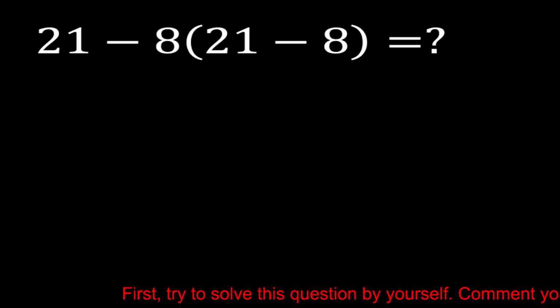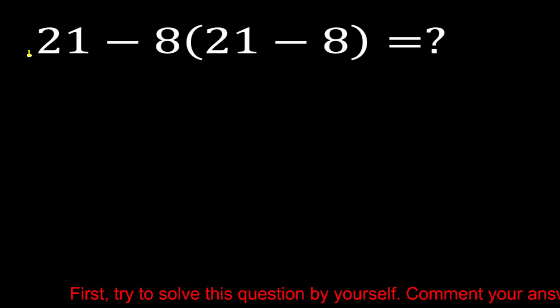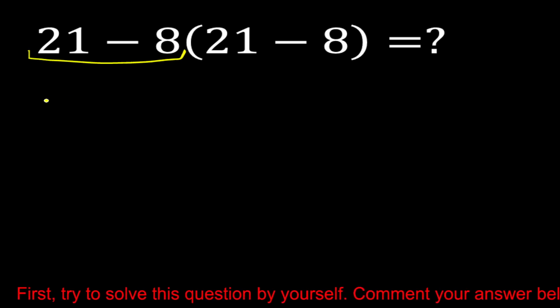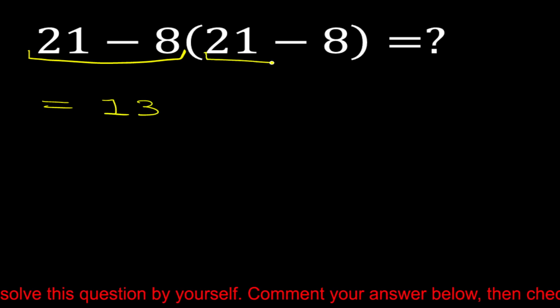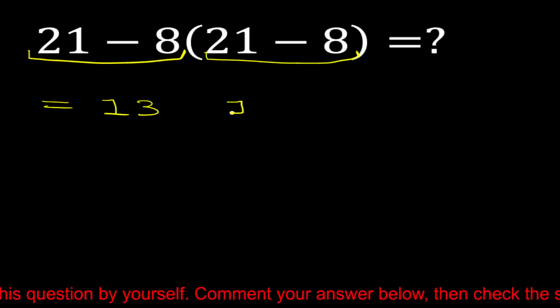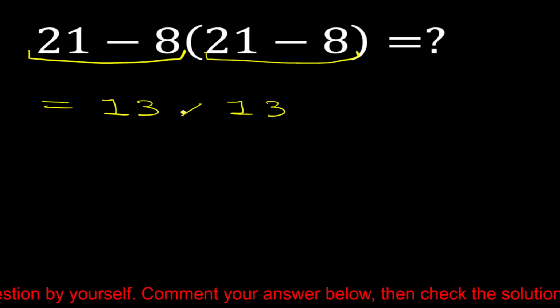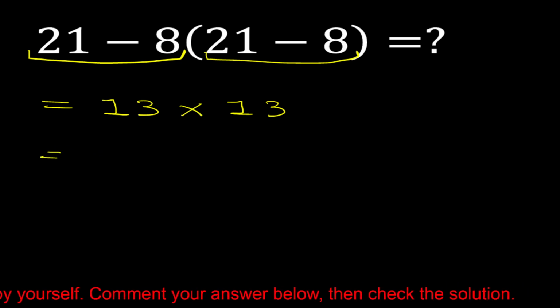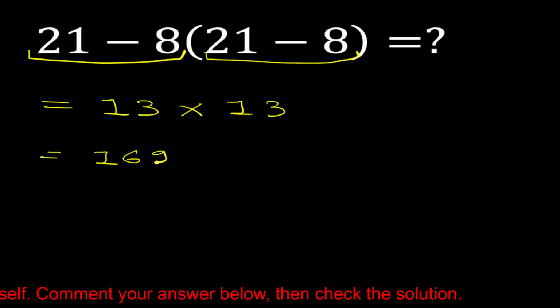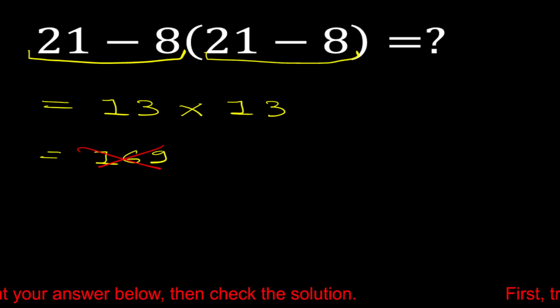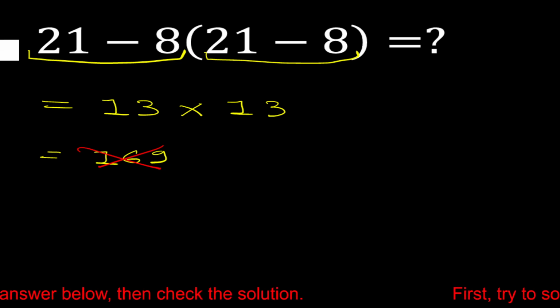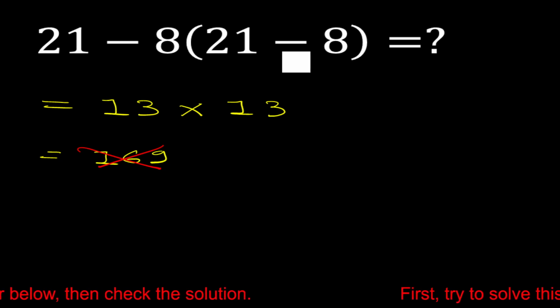So most people solve this question like 21 minus 8 is equal to 13. Then again 21 minus 8 is equal to also 13. Now 13 multiply 13 is equal to 169. Okay, but this answer is not correct. This answer is completely wrong. So now let's solve this problem correctly by using a PEMDAS rule.